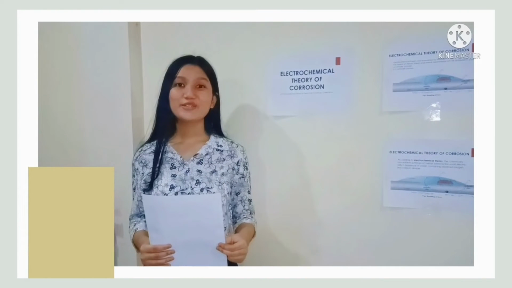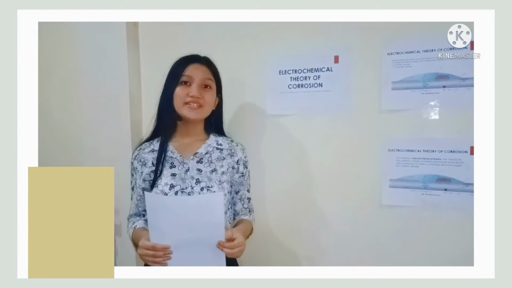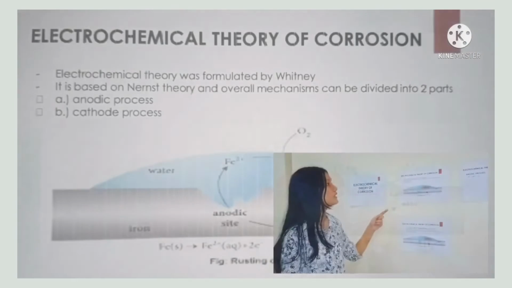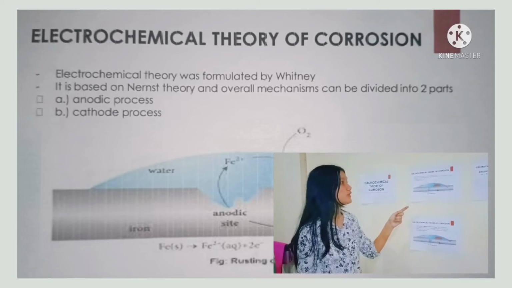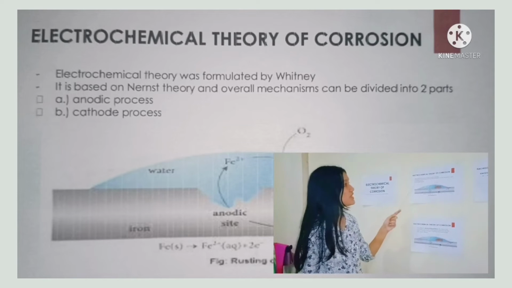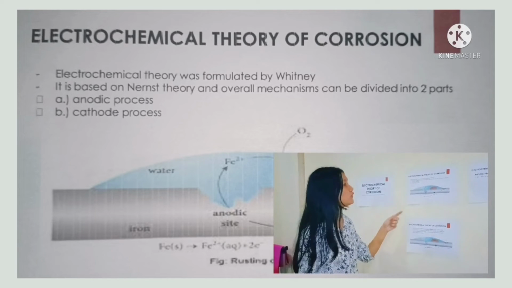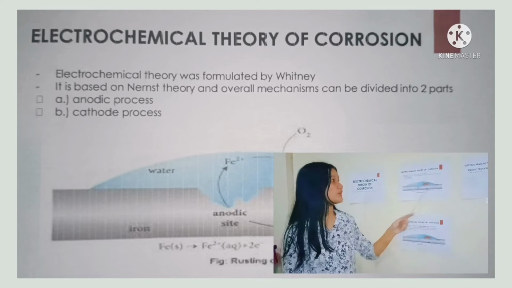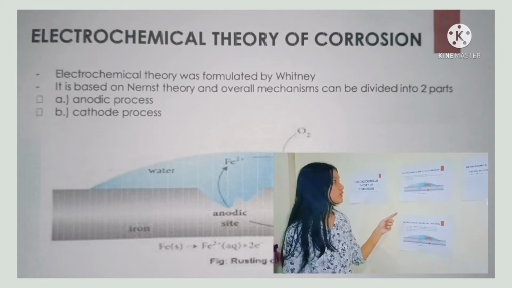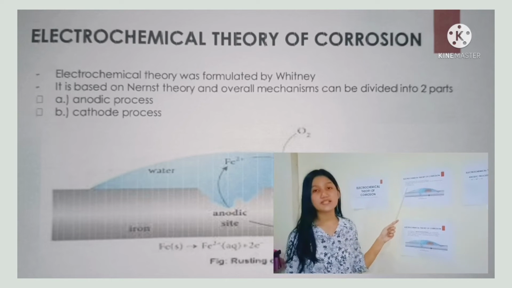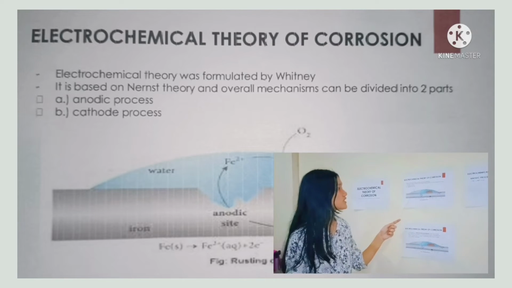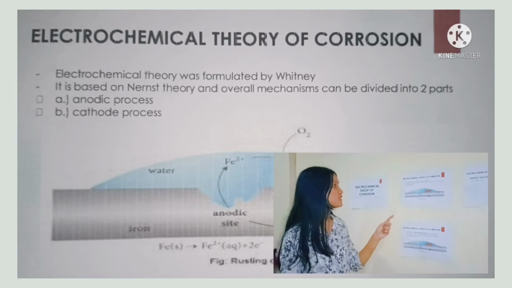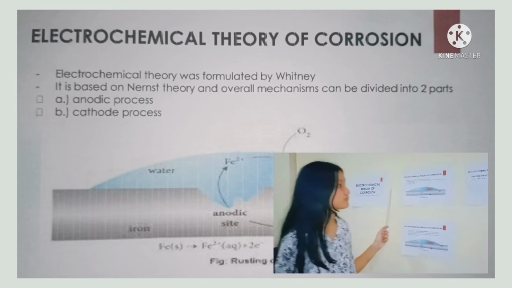The electrochemical theory of corrosion, or applying electrochemical principles to explain corrosion. The electrochemical theory was formulated by Whitney, and it was based on the Nernst theory. The overall mechanisms of the electrochemical theory can be divided into two parts: the anodic process, or the reactions which will take place at the anode, and the cathode process, or the reactions which will take place at the cathode. Let's first discuss these two reactions.